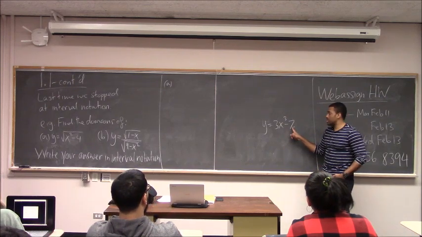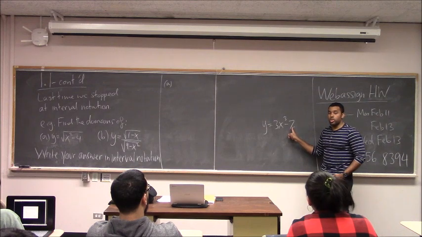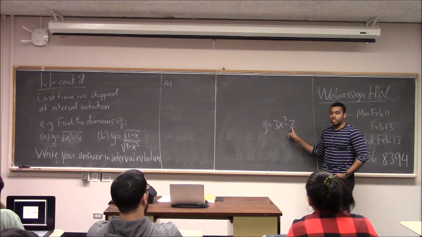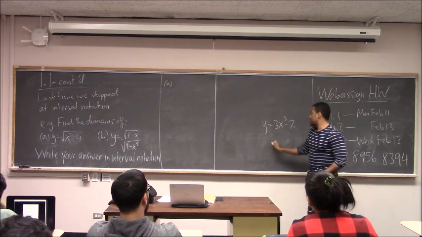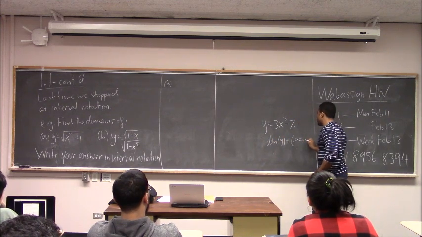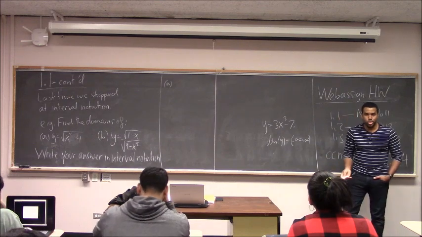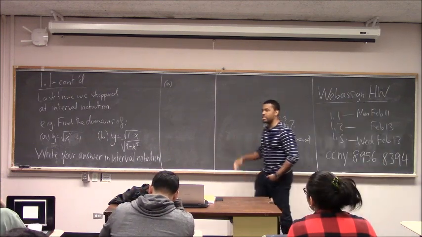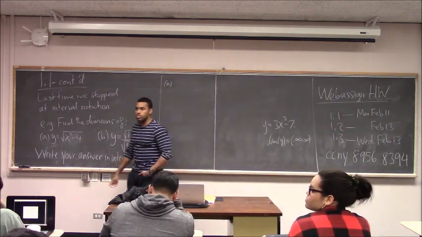What is this? It's a polynomial, so what do we know about polynomials? The domain is all real numbers, minus infinity to infinity. Everything will work. You don't have to set it to 0, you don't care. Why do you set this to 0? Because the factor is a radical.